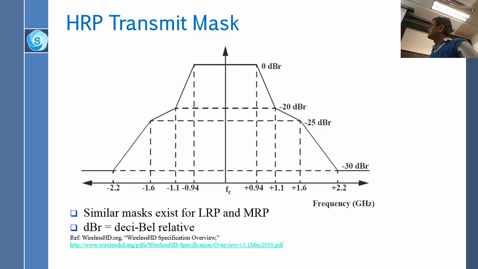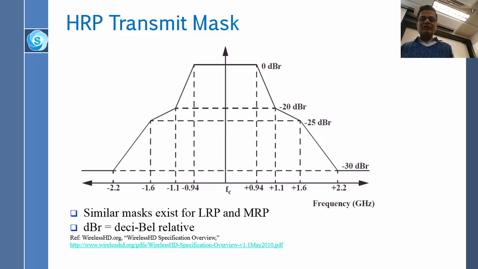Yeah, similar masks exist, and dBr is decibel relative. Relative to this baseline of 0, this is 1/100th of that, and this is 1,000th of that. By the time you reach 4.4 gigahertz, minus 2.2 to plus 2.2, you should be 1,000 times down in the power level. Okay, all right.